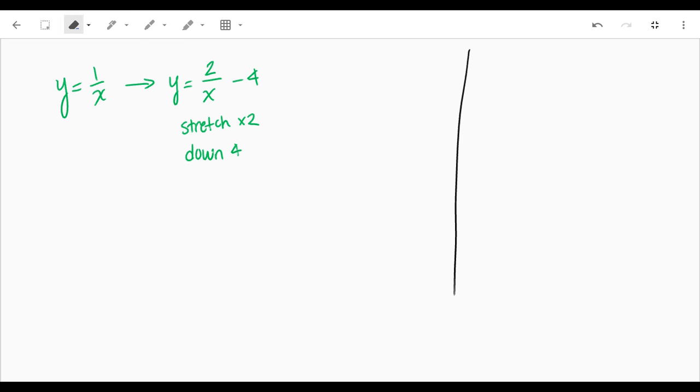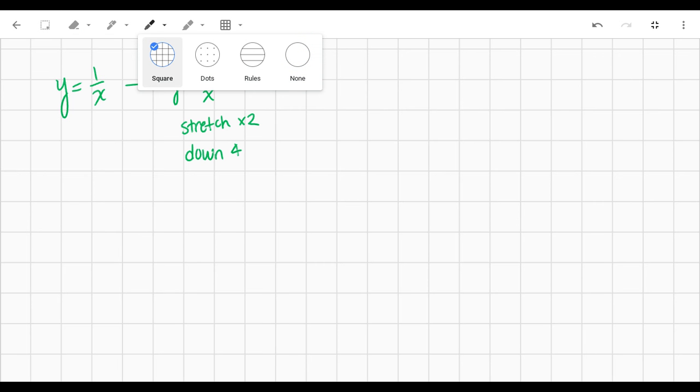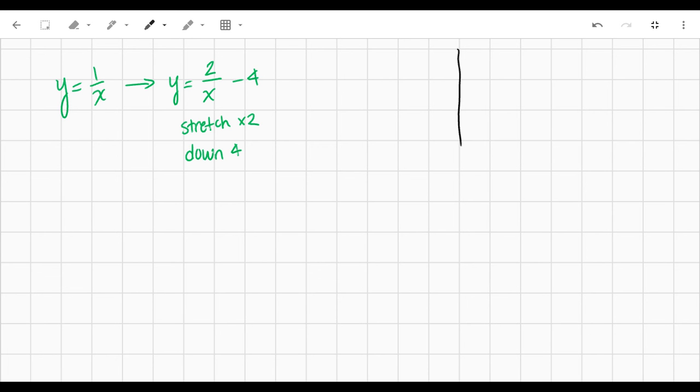oop, that's not good. Let me get a better grid there for you. I should just do that. Why haven't I been doing that? That's ridiculous. I'm almost embarrassed.